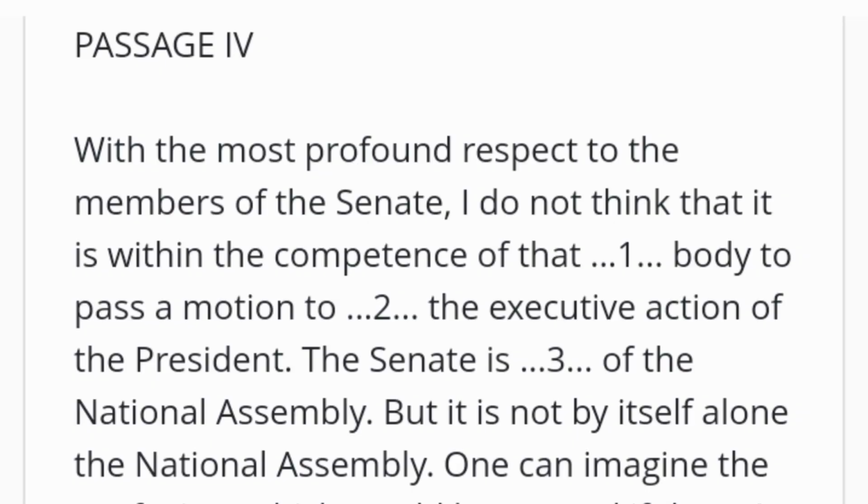Let's look at this example of Lexis and Structure. It says, with the most profound respect to the members of the Senate, I do not think that it is within the competence of that dash body to pass a motion to dash the execution of action of the president. You don't need to rush into answering this question because there can be many answers that might come to your mind. What you just need to do is read the first line and know what the first line is talking about. It's talking about the Senate.